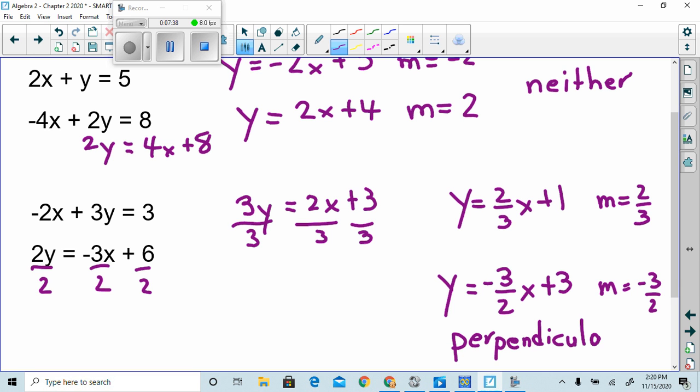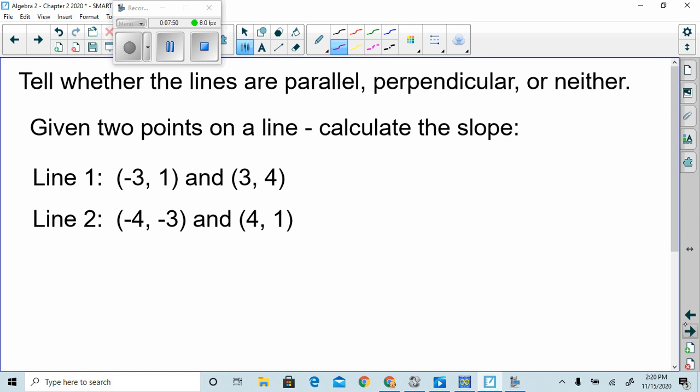So in the first one, they were already all in slope-intercept form. In our second grouping here, we saw that we had to rewrite them in order to identify our slope. Now let's take a look at two lines. Tell whether these lines are parallel, perpendicular, or neither.